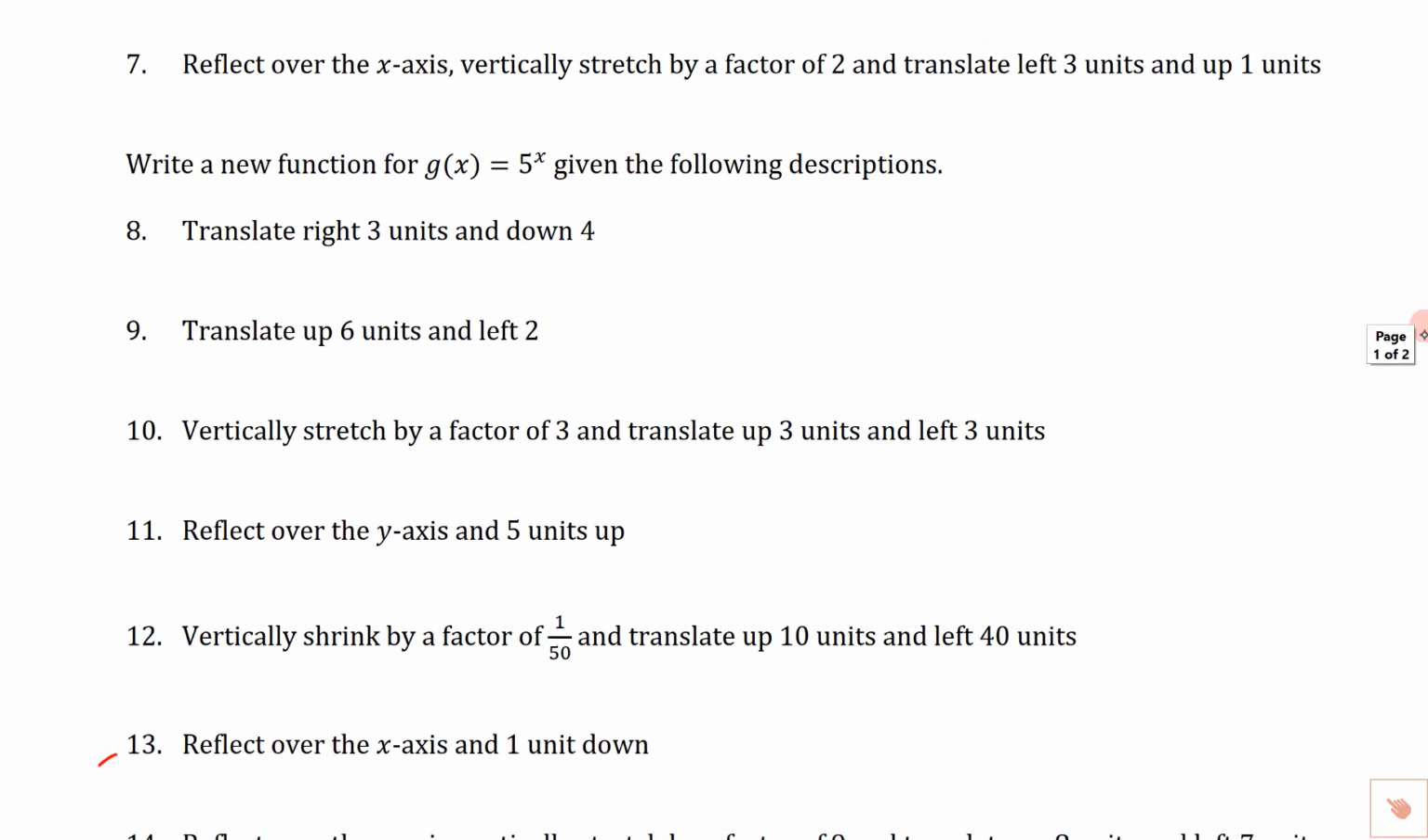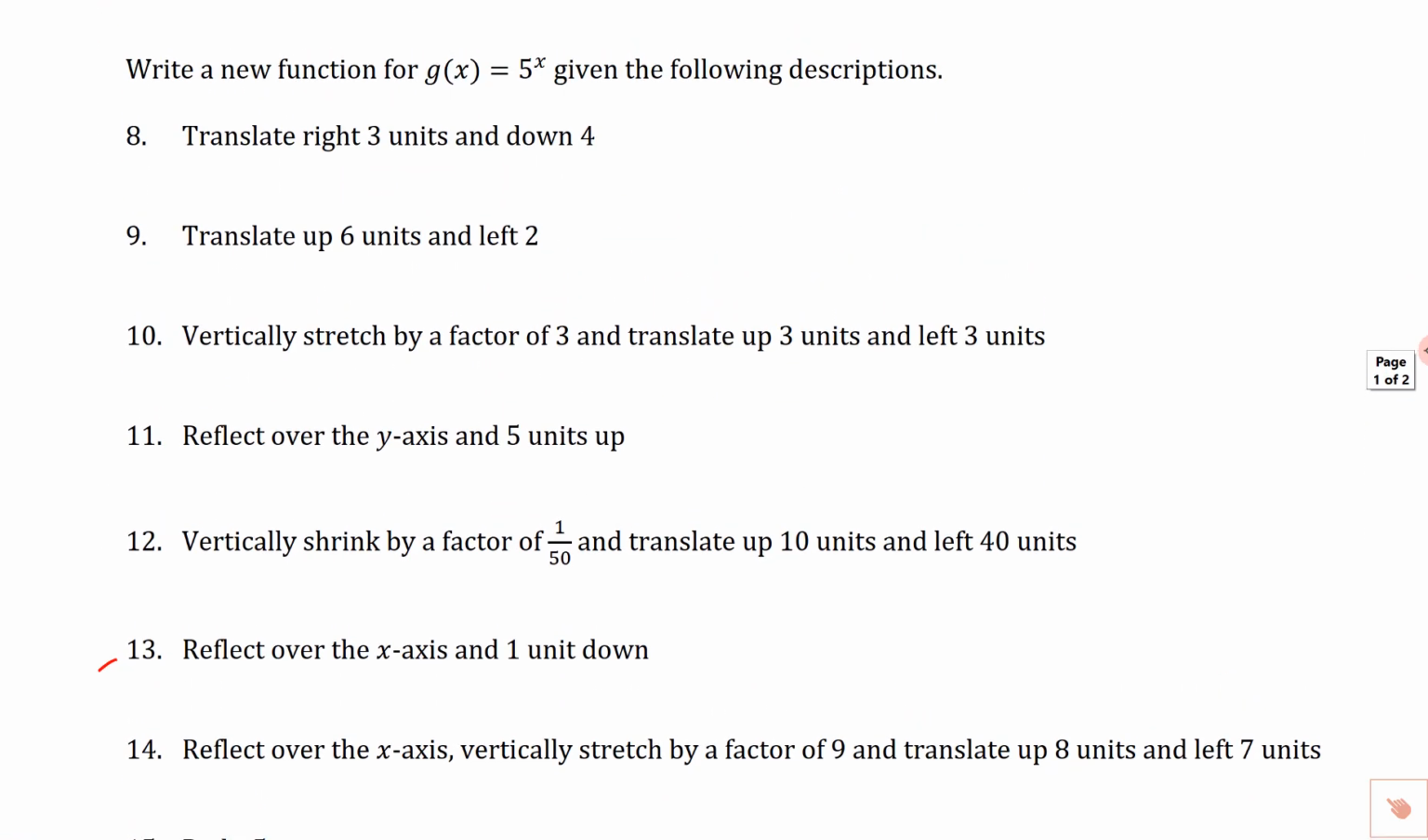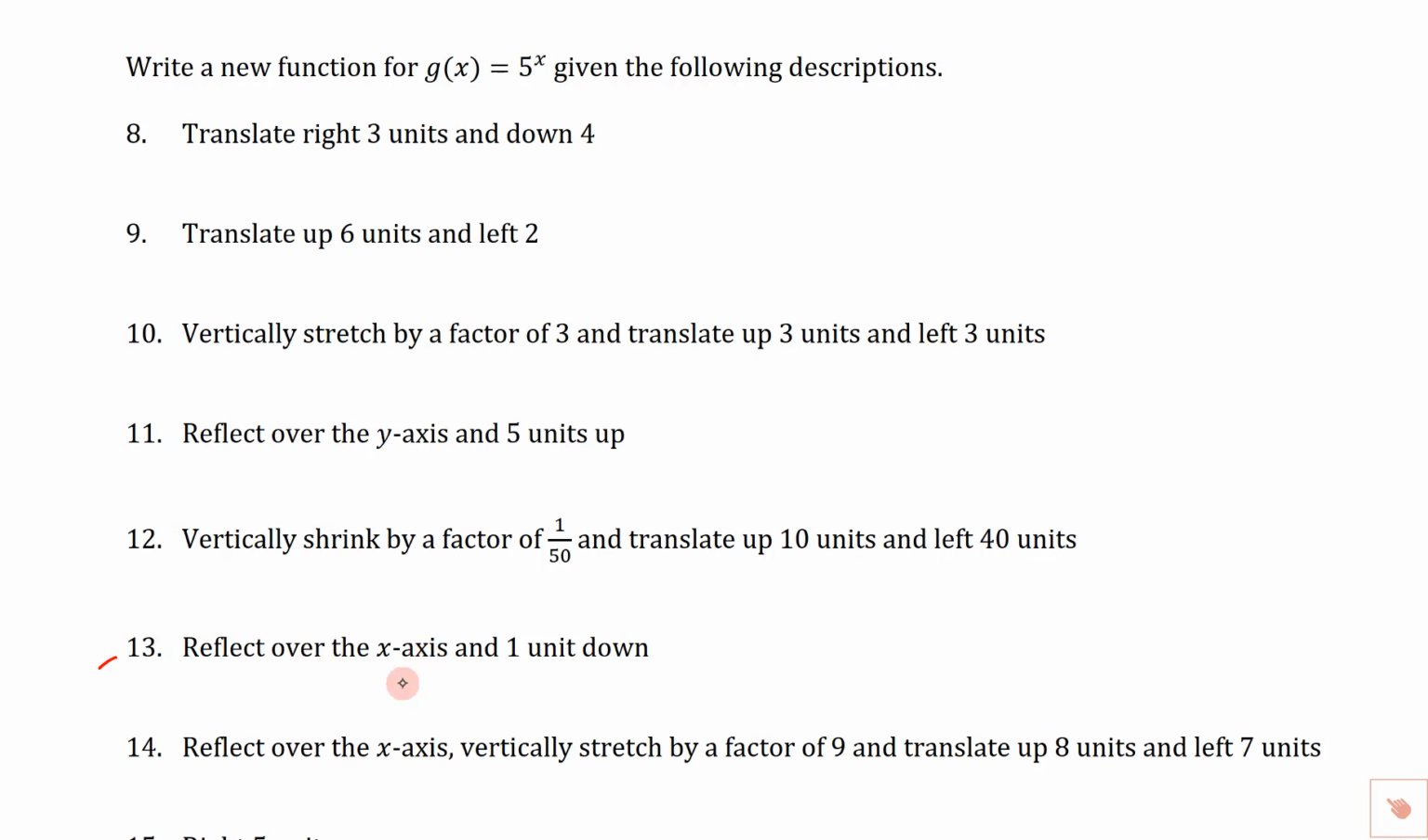Let's take a look at number 13 here. So on number 13, we've got a reflection over the x-axis this time, and we've got this parent graph of an exponential, g of x equals 5 to the x. So it says reflect this over the x-axis and then down 1 unit. Well, remember, if we're going to reflect this across the x-axis, let's draw what a general old exponential would look like. It's going to look something like this.